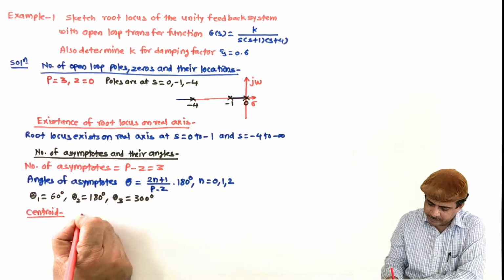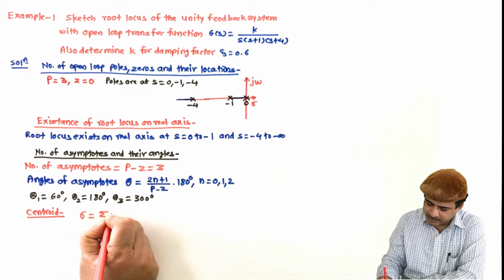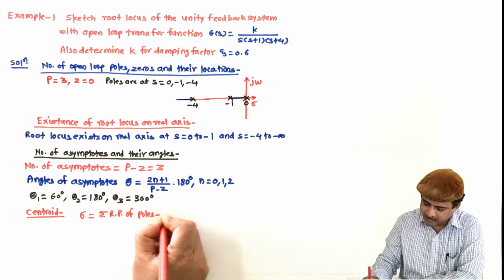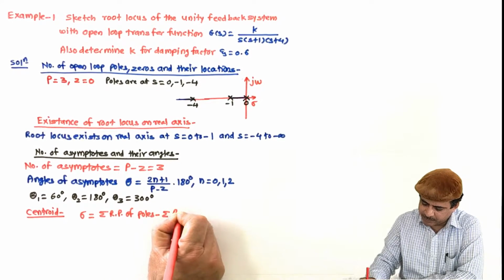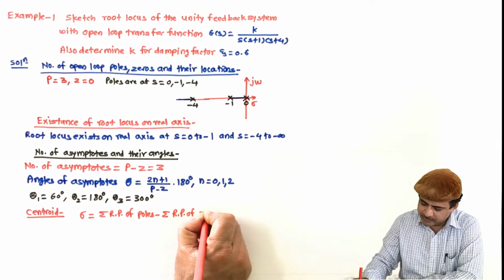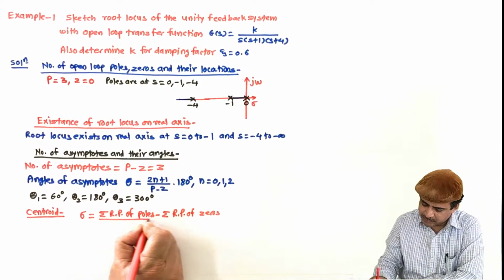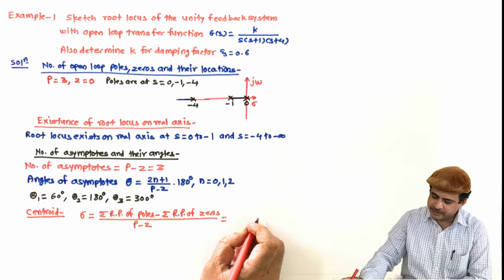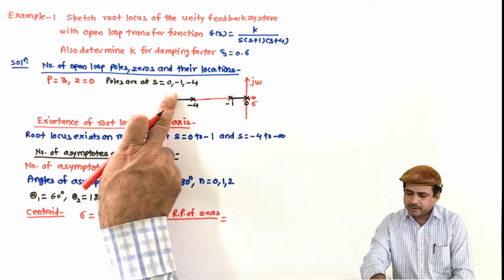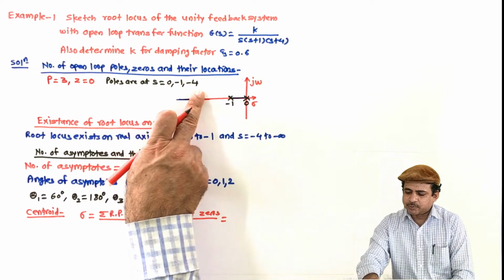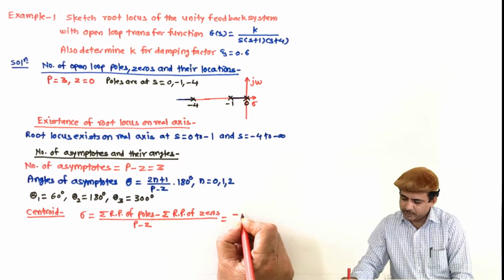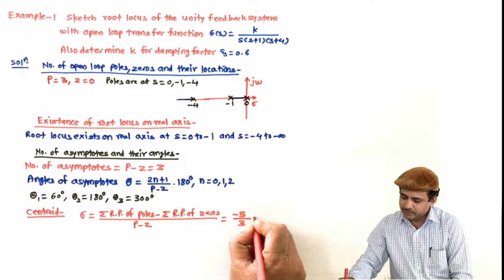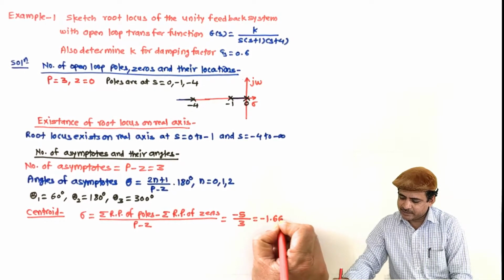So centroid is summation of real part of poles minus summation of real part of zeros, divided by P minus Z. Now in this case, real part of poles means 0, minus 1, minus 5, so its summation is minus 5. There are no zeros, so minus 5 by 3, so it is equal to minus 1.6667.